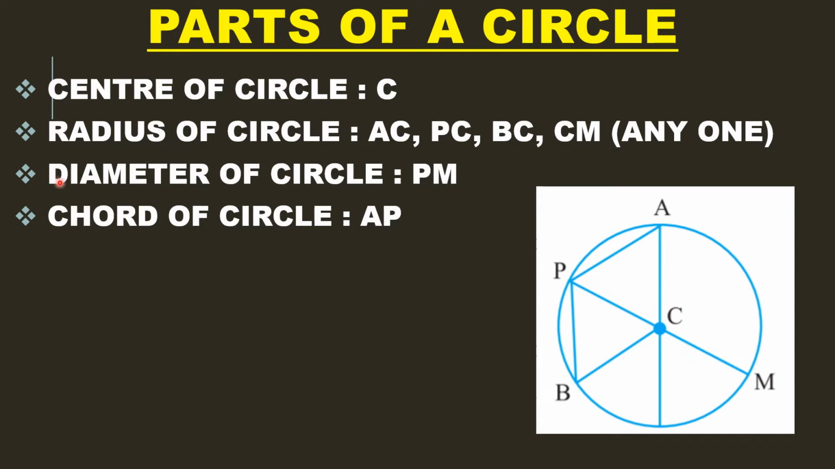Now next is the diameter of the circle. Diameter is a line segment that passes through the center of the circle. So here the diameter is PM. And next is the chord of the circle.